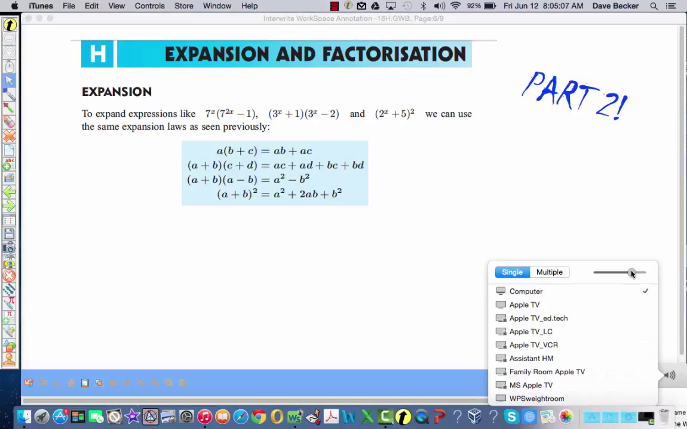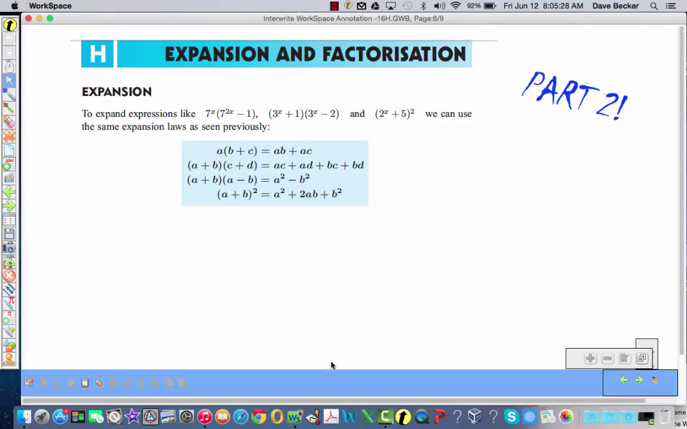Morning, good afternoon, good evening, whatever the case may be, we are back. And better than ever, expansion and factorization part 2. And may I say, mathematics, just the way you look tonight is the way you look all the time, and that is stunningly beautiful. So let's get to it, shall we?